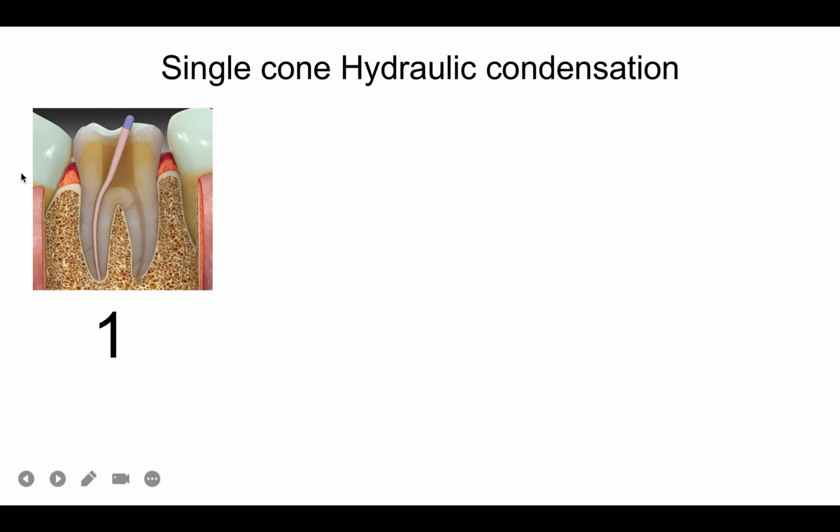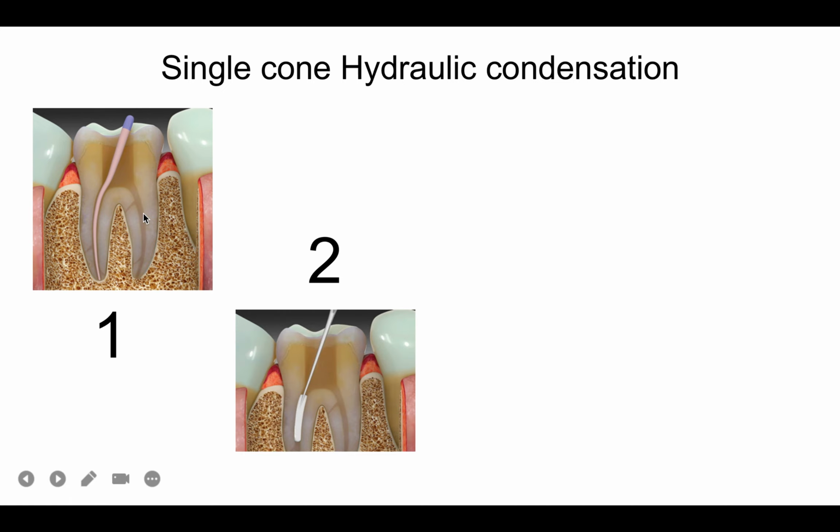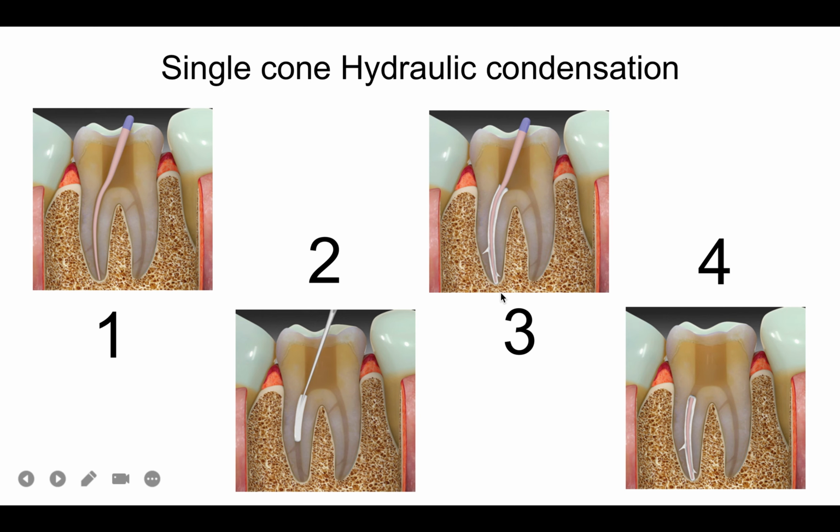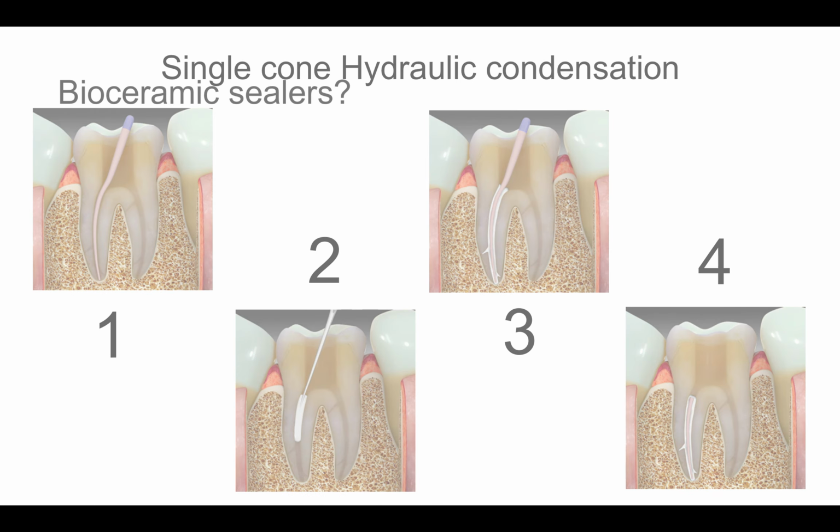So first of all, this is another presentation of the single cone hydraulic condensation. The cone is fitted. The bioceramic is injected in the coronal portion only. The gutta percha is inserted inside the canal, and finally it is seared off at the level of the orifice.